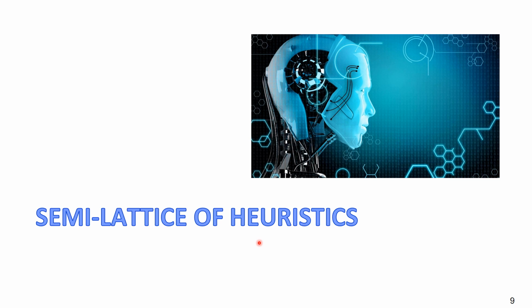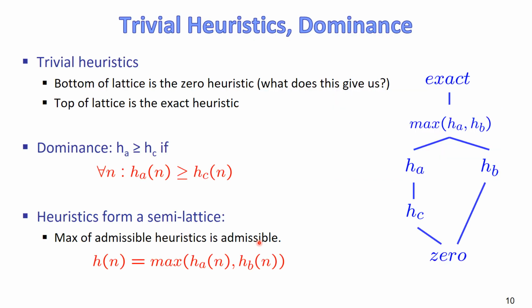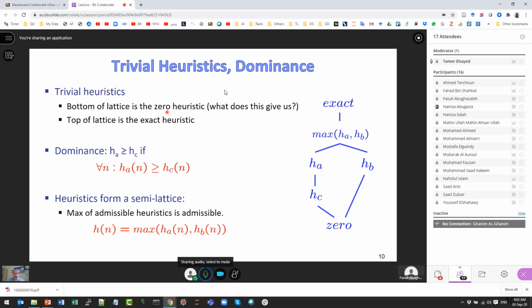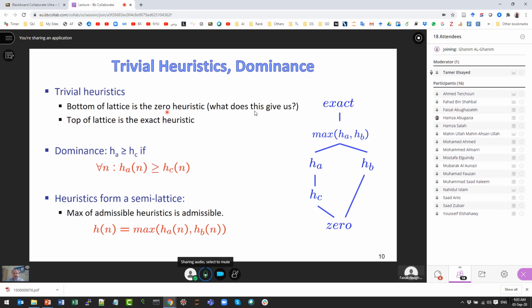What we mean by semi-lattice of heuristics here is what we mean in terms of relationships between heuristics. Let me first start with a trivial heuristic, which always estimates the cost to be zero. Let's assume that we have a heuristic that always says zero. Any estimation is zero. Is that an admissible heuristic or not? If the heuristic always gives us zero, would that be admissible or not?